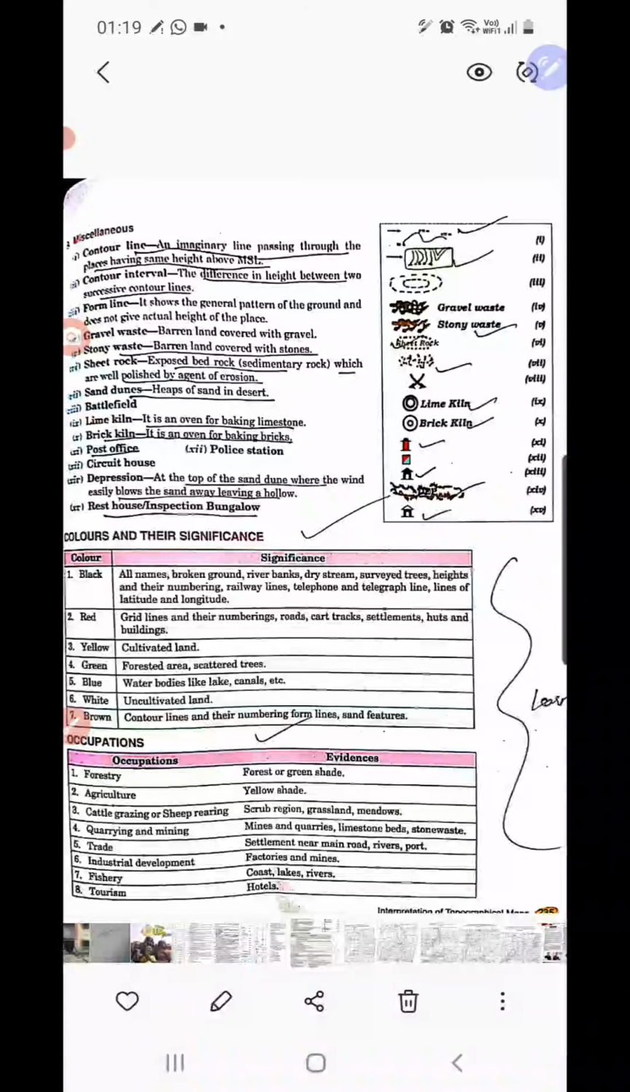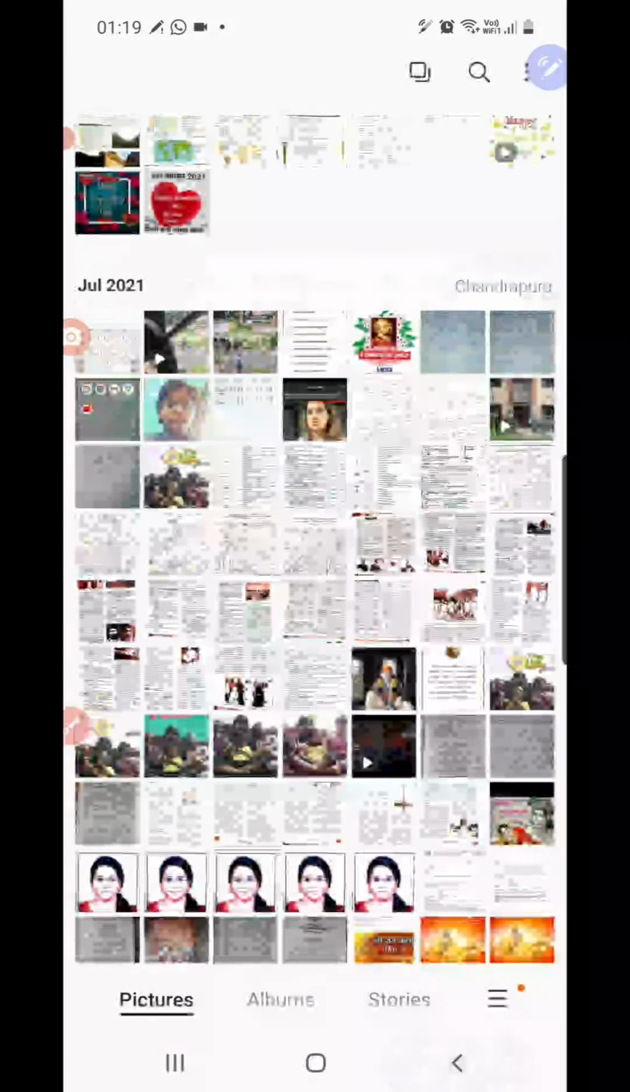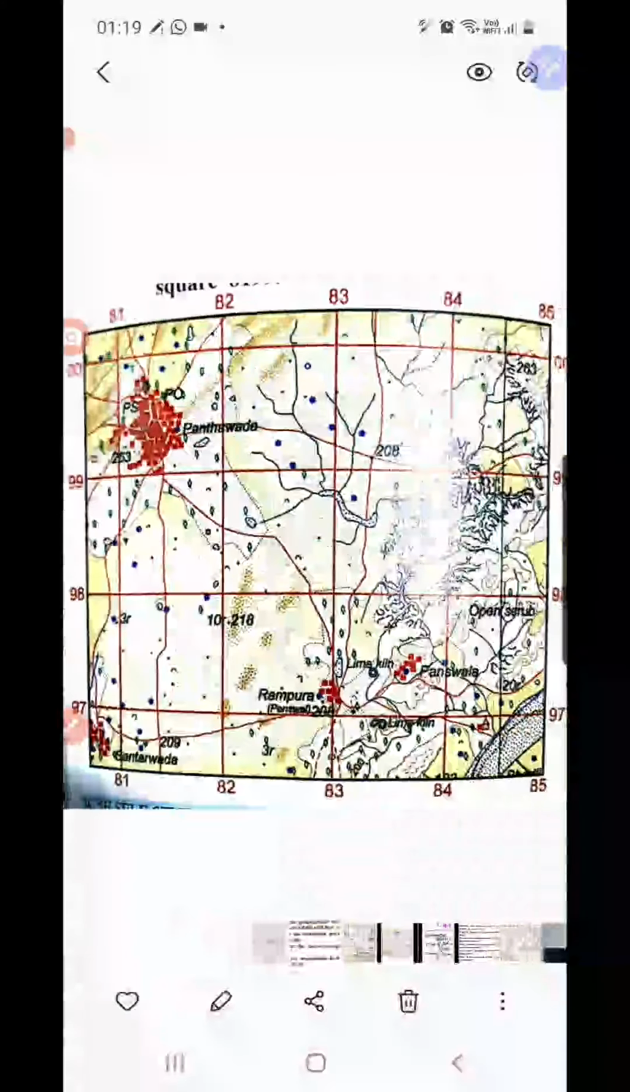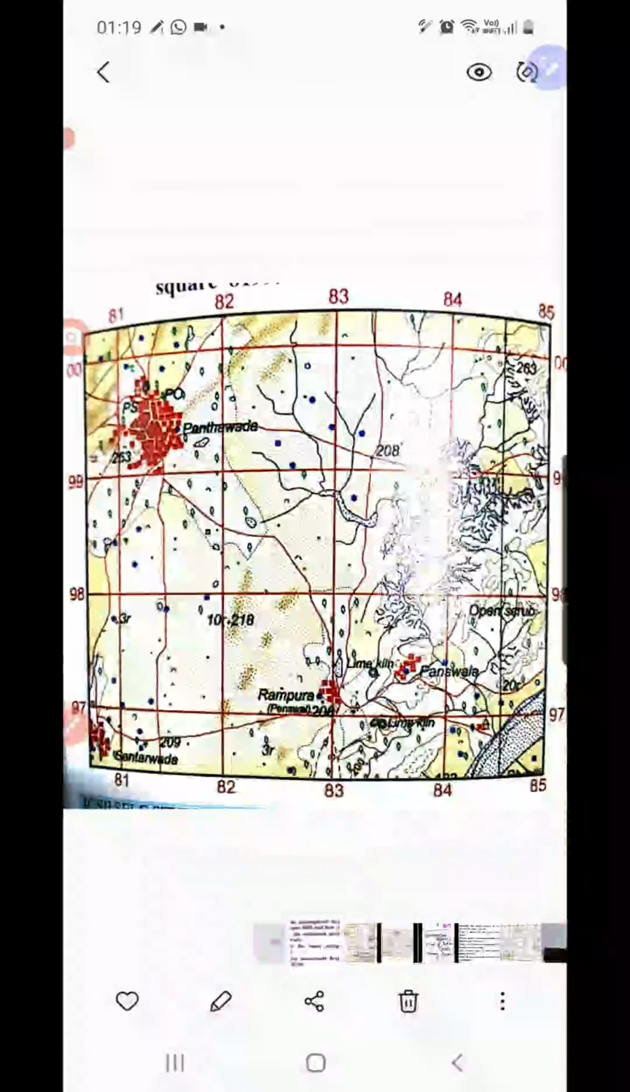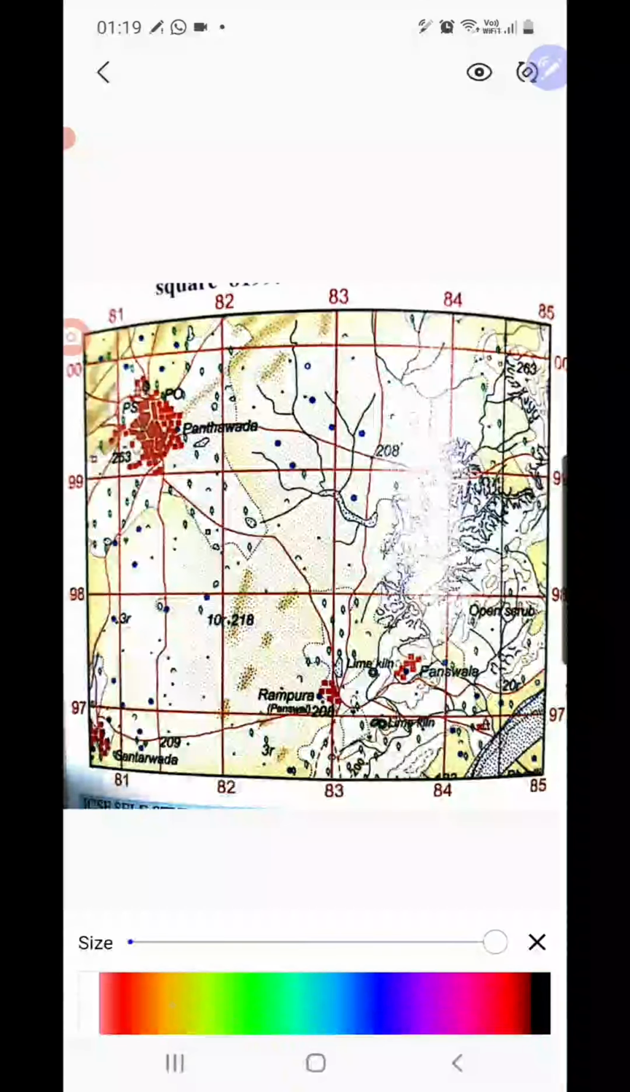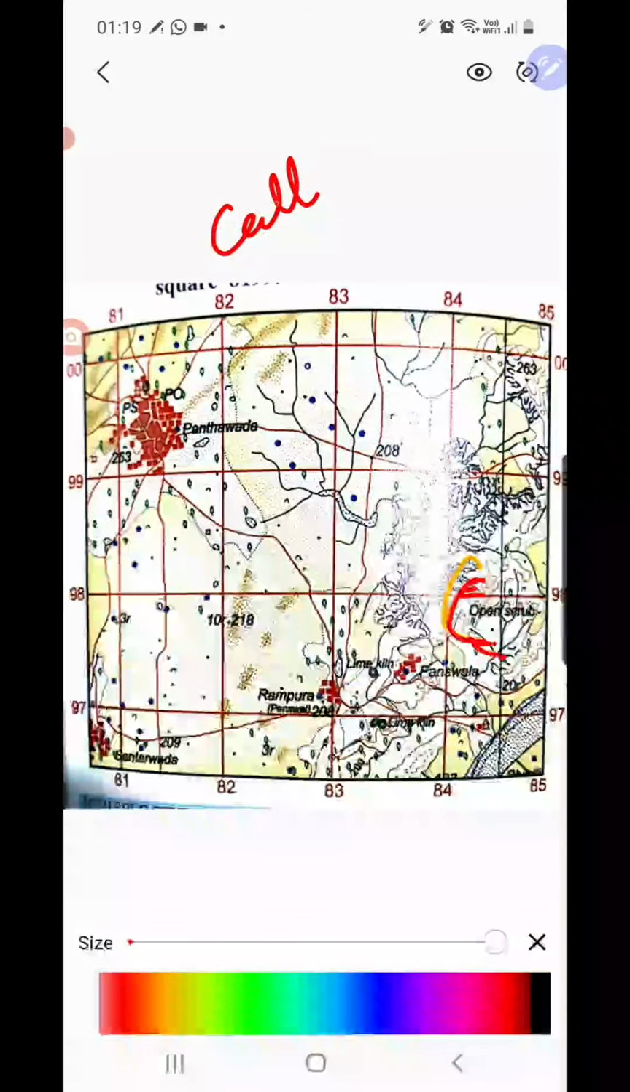Open scrub: here the main occupation is cattle rearing or sheep rearing. These are given in your textbook. You need to study all those occupations by heart. Okay, again moving on to the same thing, occupation.